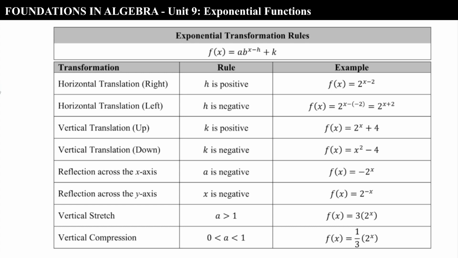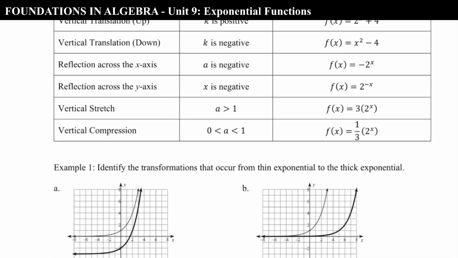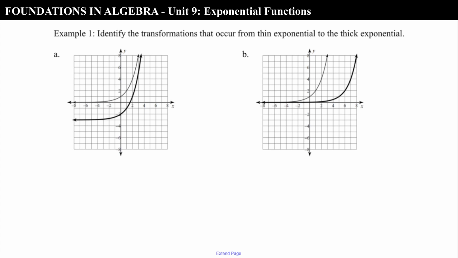All right, so let's take a look at some examples. We're going to identify the transformations that occur from the thin exponential to the thick exponential. Our thin exponential in each of these examples is our parent function. The first thing we're going to do is look at our asymptote. If our asymptote has moved, then we know our k value has changed. So here we were at an asymptote of y equals 0.